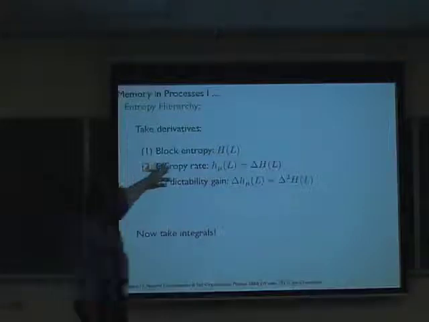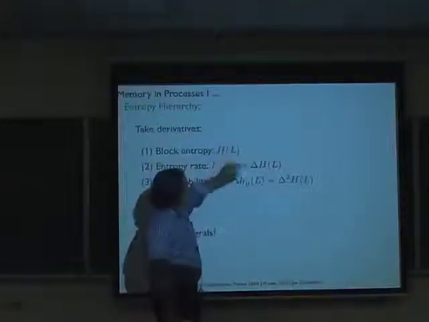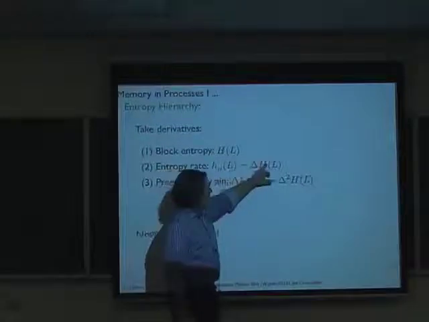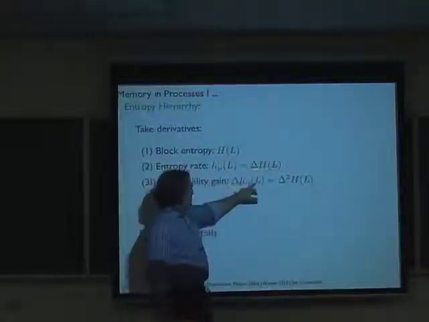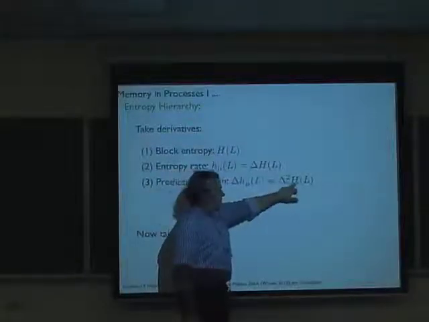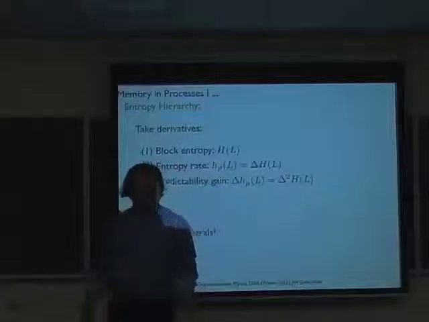So what we did is we took derivatives. We started sort of at level 0, block entropy. We looked at the entropy rate approximates. That was the first derivative of H of L. And then we looked at the predictability gain, which is the rate of change of the entropy rate, or the curvature of the block entropy curve.